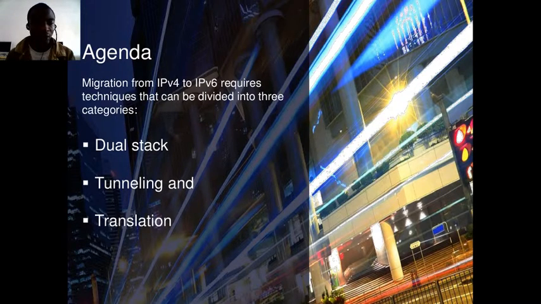Like you all know, IPv6 is gradually replacing IPv4, and we must plan properly and we must get transition techniques that will enable this movement. So the very first transition technique is the dual stack, followed by the tunneling, and then the translation, which is actually our point of focus for today.